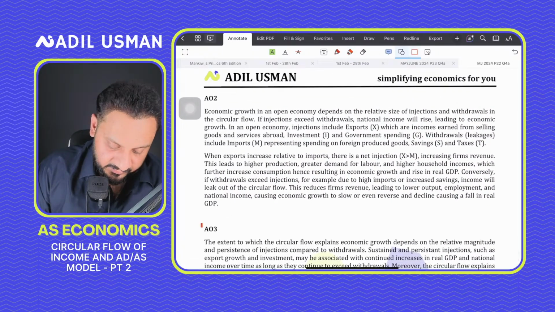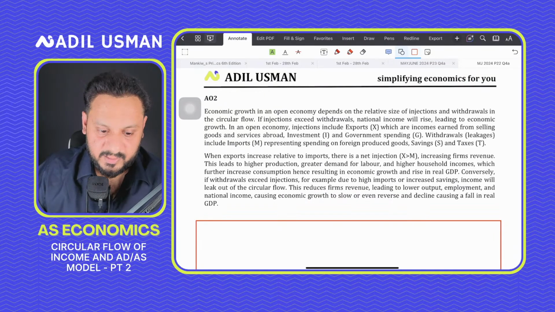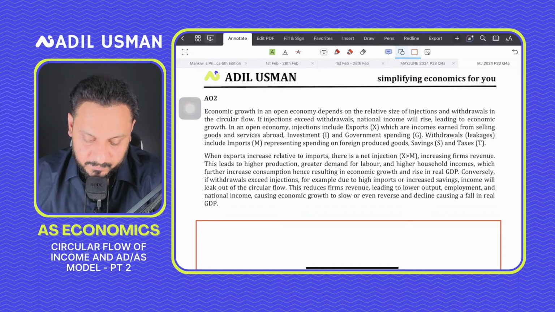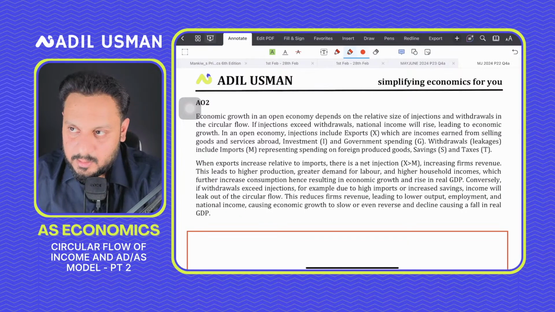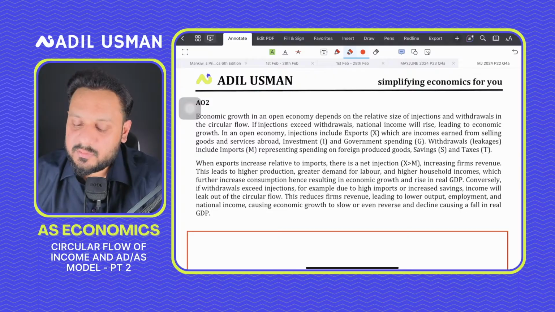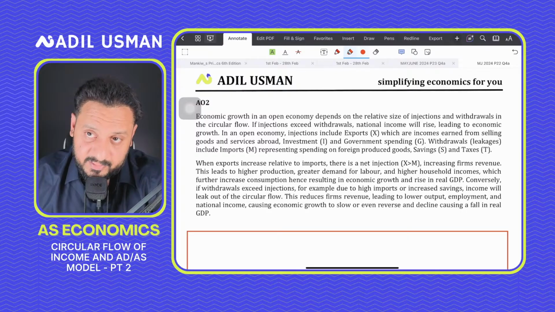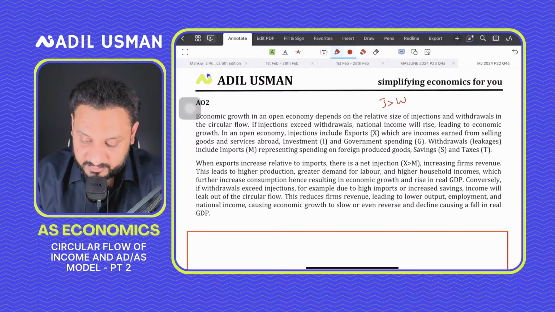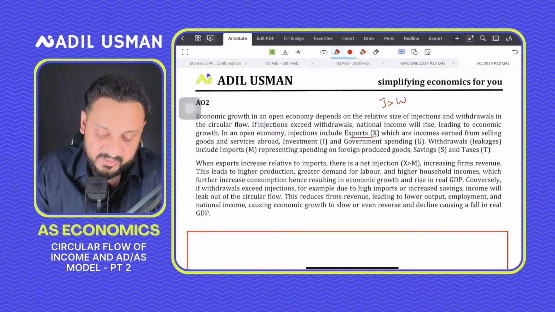So let's hide the AO3 here, because AO3 would be talking about the magnitude or the size, to what extent economic growth would be explained. Economic growth in an open economy would depend upon the size of the injections and withdrawals in the circular flow. If injections are more than withdrawals, national income would rise, which will lead to economic growth. And in an open economy, we know that injections include your exports as well, which are incomes earned from selling goods and services abroad.